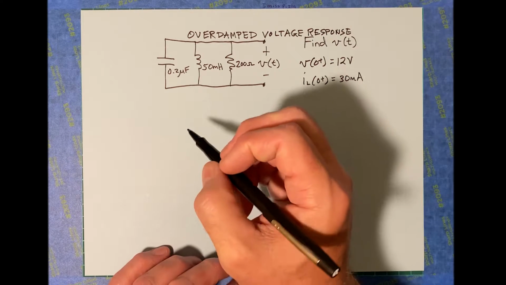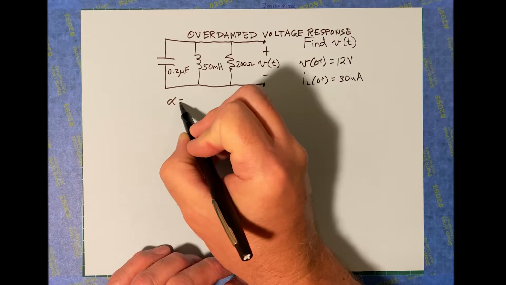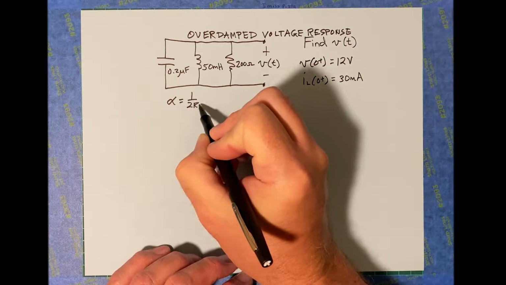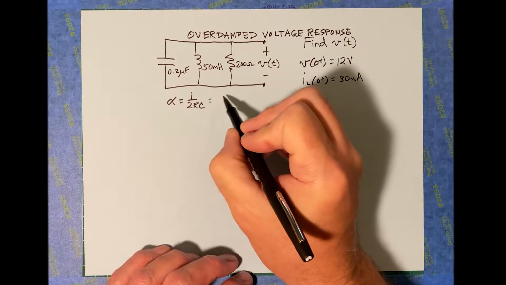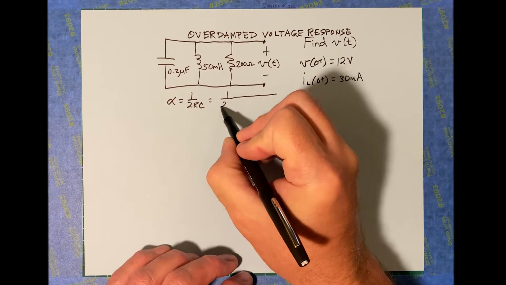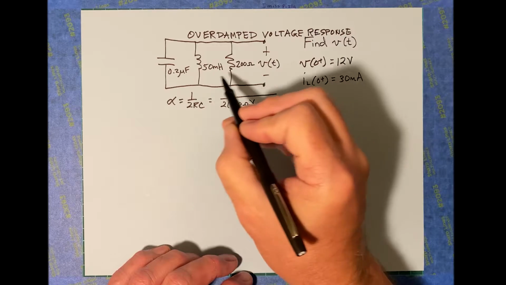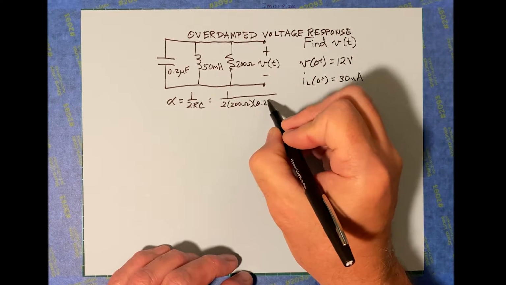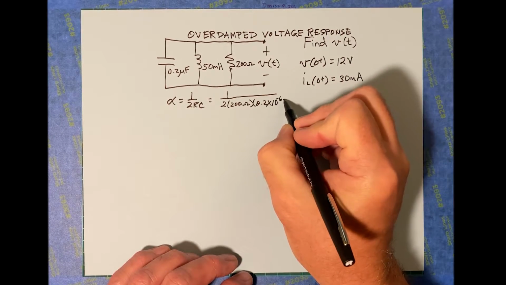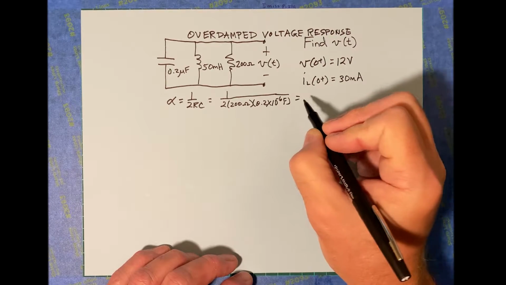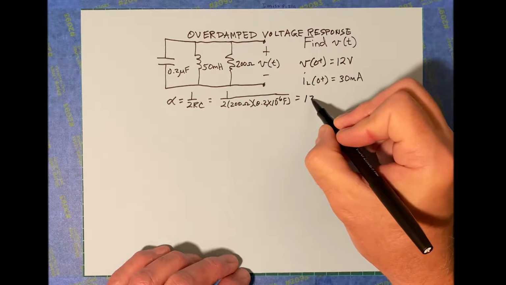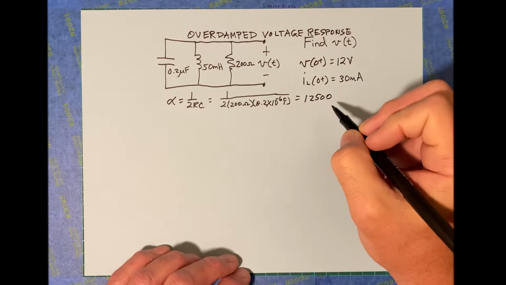So let's test it. Alpha is going to be 1 over 2RC. That's 1 over 2 times 200 ohms times C, which is 0.2 times 10 to the negative 6 farads. If you do that calculation, you end up with 12,500.